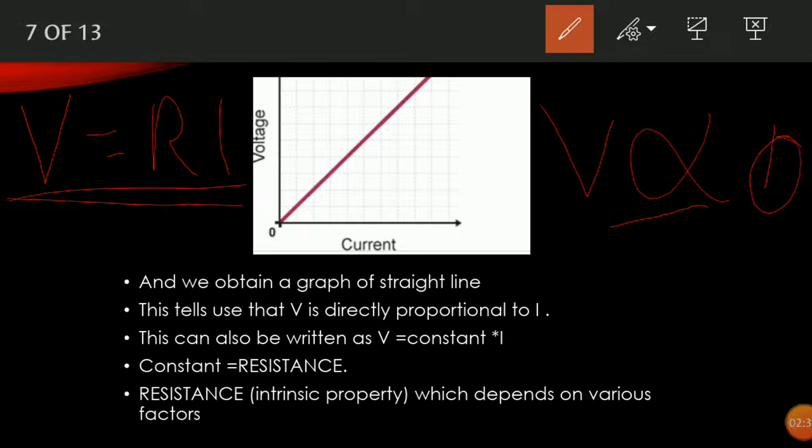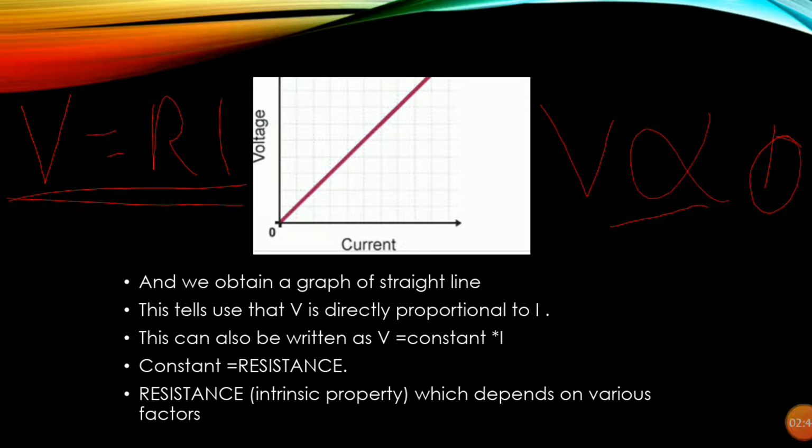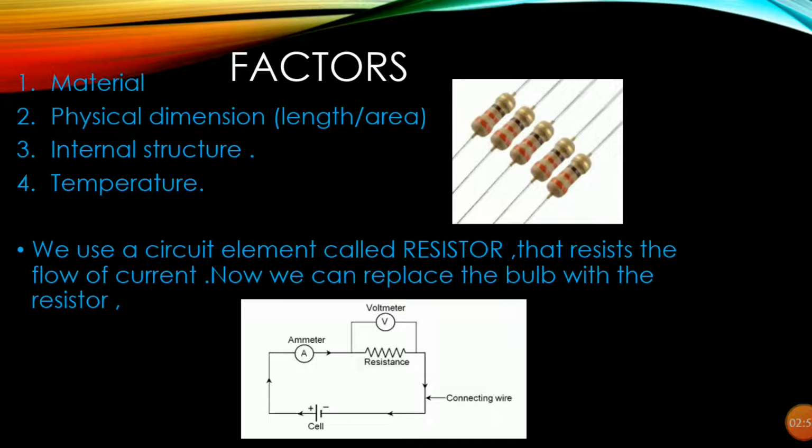Now, what is this resistance? It's an intrinsic property of every conductor that depends upon various factors. Now, let's look upon the factors. Number 1, material. What kind of material is that conductor made of? Next one, the physical dimension, the length or the area.